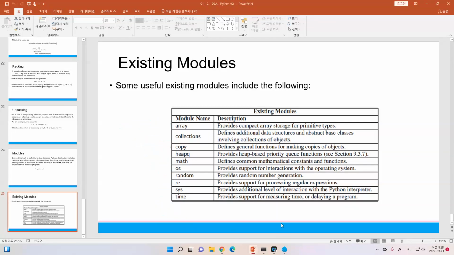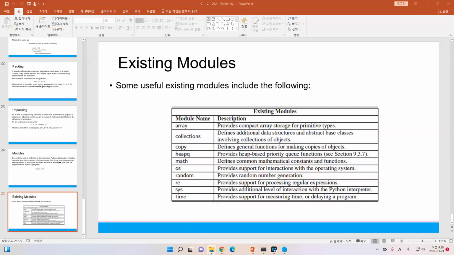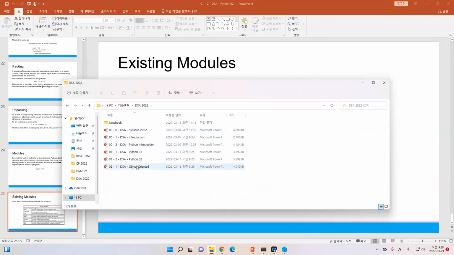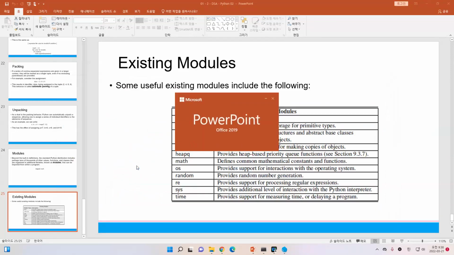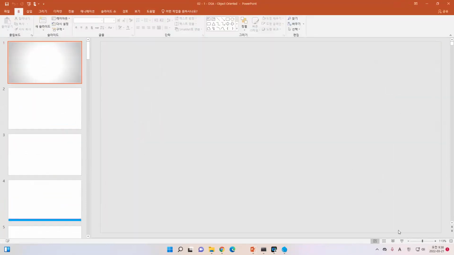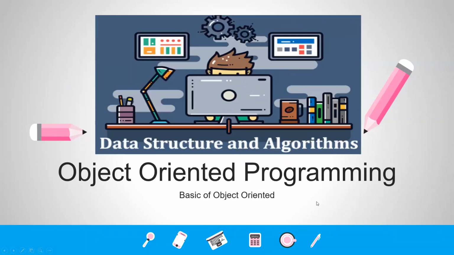Okay. That's about the Python basics. So you already have the first and the second Python. Now let's go to the next. We are going to learn about object-oriented programming. Python is an object-oriented programming language.